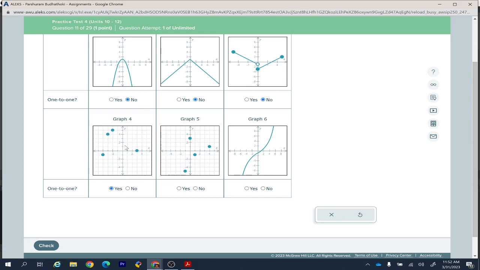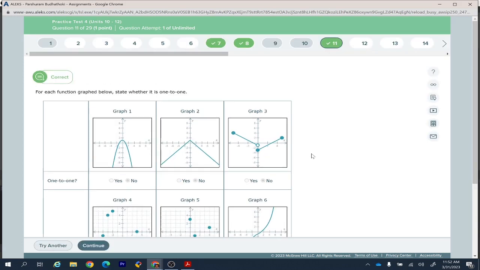Yes means it's a one-to-one function. Same number 5, same number 6. So these are the answers for this question. Let's go to the next problem.